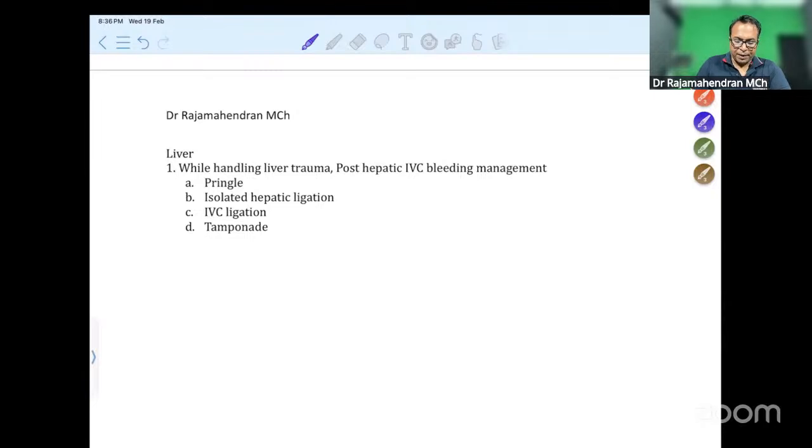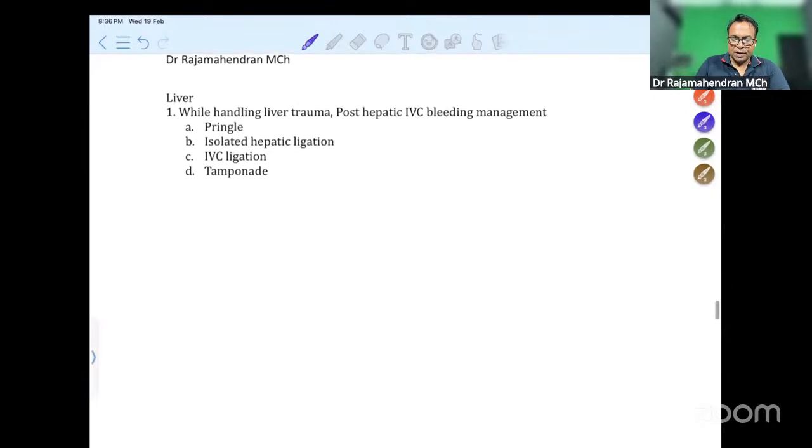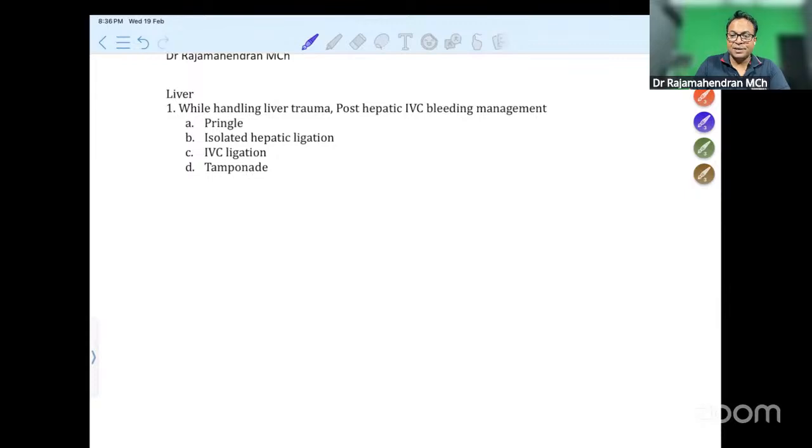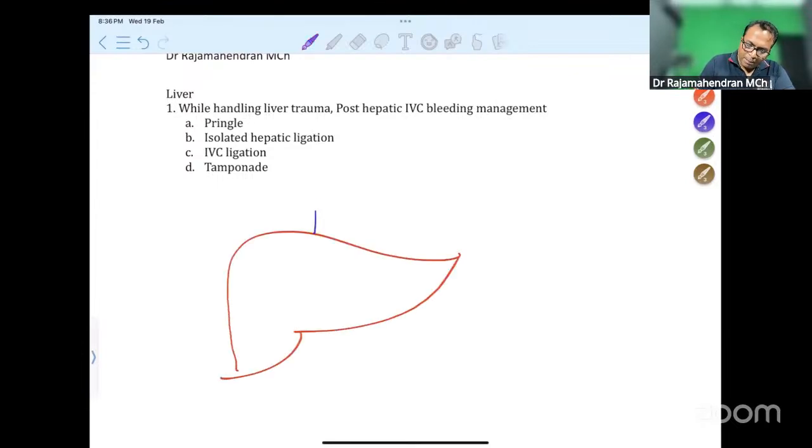Now we go to the liver chapter. While handling liver trauma, the question is post-hepatic IVC bleeding management. So you can see more of trauma questions. Though I have discussed this in abdominal trauma, these are all trauma questions which can be considered as trauma topics also. So please go through trauma. Strong concepts should be there for you from trauma. Go through trauma topics, especially our DocTutorials materials, and basic points from Sabiston you should not forget.